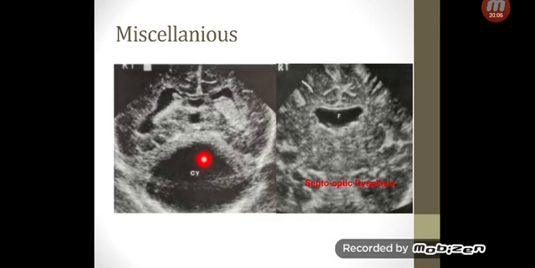Again, this is a Dandy-Walker malformation. No cerebellar vermis, no cerebellar tonsils as well, and global hydrocephalus with all of the ventricles.